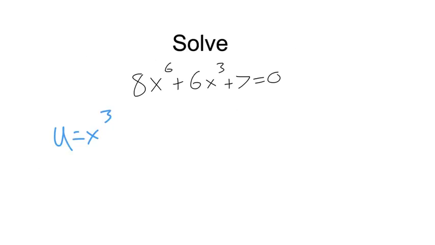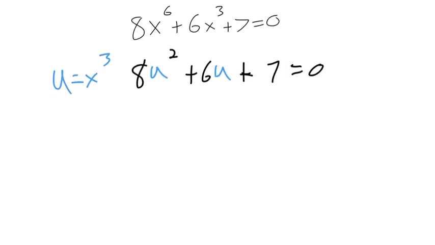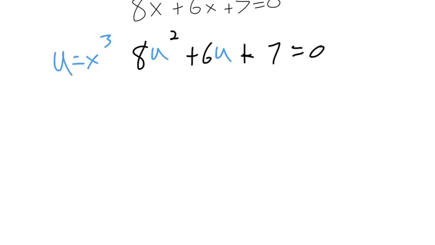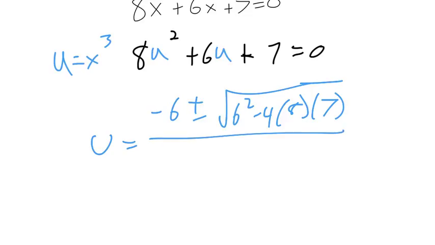Let u be x to the third. Because if you do that, it just simplifies things and makes it, instead of having to the 6th power to the 3rd power, it gives us u in a quadratic relationship. And any quadratic can be solved using the quadratic formula. So we're going to say that u equals negative b plus or minus the square root of b squared minus 4 times a times c. And then everything is divided by 2a.